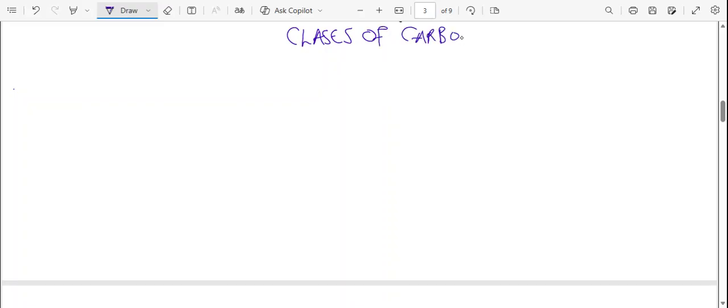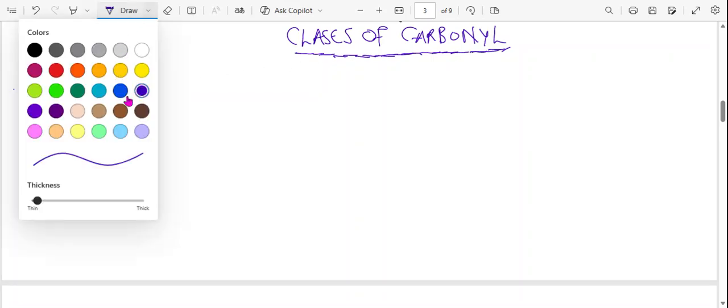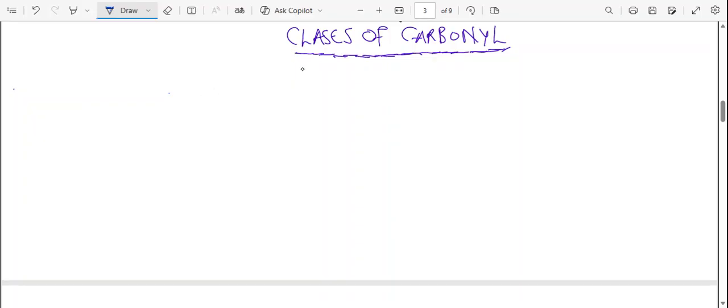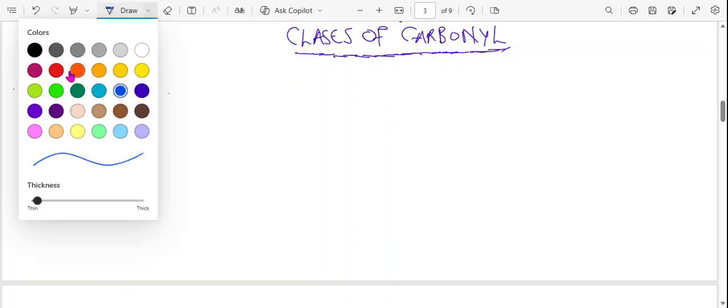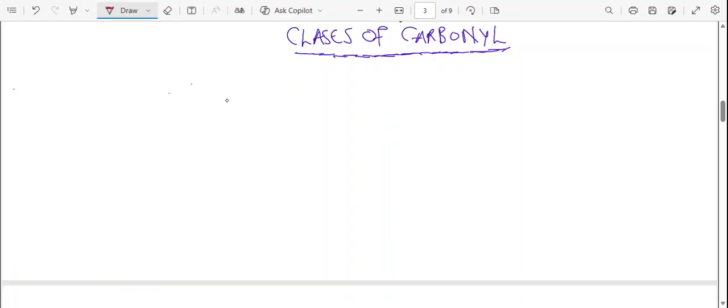So classes of carbonyl. Carbonyls are classified as one of several types. I think I have been repeating myself about ketones. So one, they can be of ketone type.